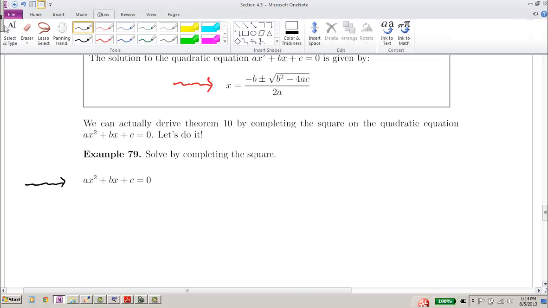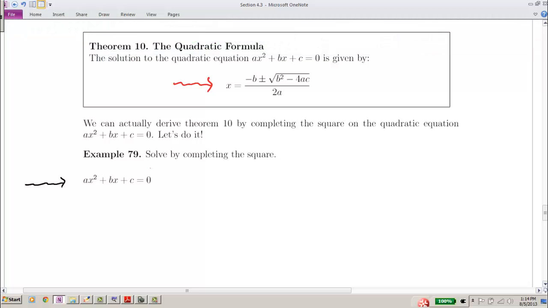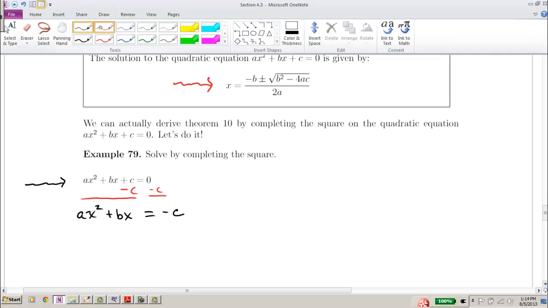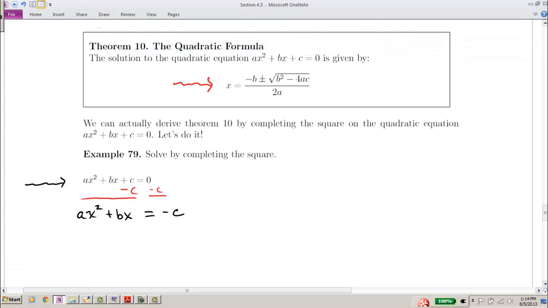And we're going to start off just like we usually do by throwing the constant on the other side. So let's subtract c. This gives us ax squared plus bx equals negative c. And again, we want to complete the square on a plain old x squared, 1x squared, not 2x squared or minus 3x squared or even ax squared. So we're going to divide through by this coefficient on x squared.